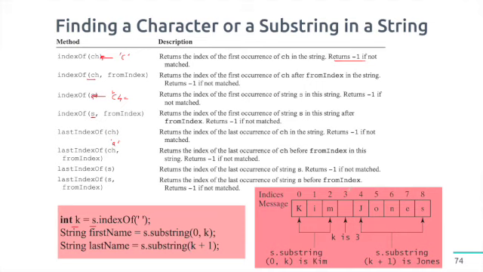And because we don't want to include K itself, we will start here with K plus 1. So we will move one location after the index. So this will be the first substring, the first name, and this will be the second substring, which is the last name.